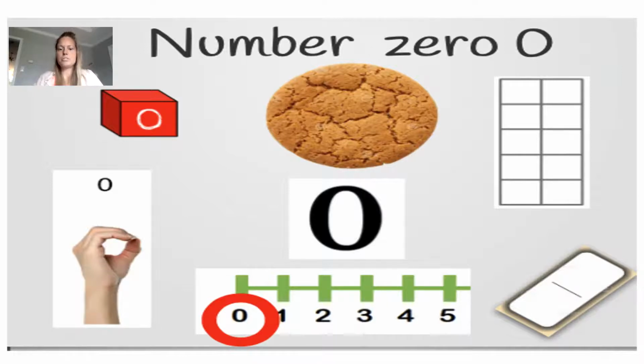Then down at the bottom, you see a domino, and it does not have any circles on it or any items because it's blank, because it's 0. Look at the bottom, you see the number line, kind of like the one I just showed you, and they circle the number 0 in red, and it comes before the number 1.